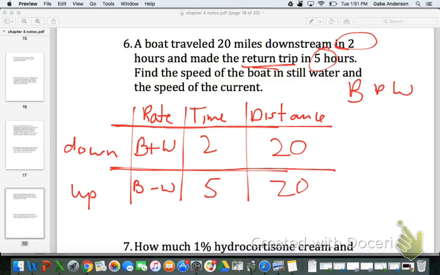So the final thing we want to do is get the relationship here. We know that distance is equal to what? Well, it's equal to 20, but isn't it rate times time? Yeah, so here is your system of equations. It's right here. (B plus W) times 2 equals 20. And then (B minus W) times 5 is equal to 20. You just multiply rate times time to get your distance.